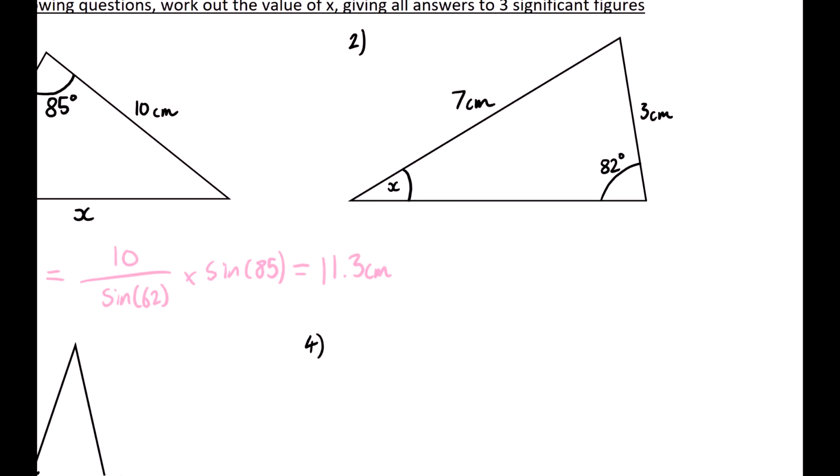For question 2, from the same method, you should have got that sine x equals sine of 82 over 7 times 3. You will then work out what that gives you, and you will then do sine to the minus 1 of that answer. Quick aside, make sure your calculator is in degrees. If it's set wrong, you will get all these answers wrong and it might throw you out. So make sure your calculator is set in degrees. If you do that, you will get an answer of 25.1 degrees.